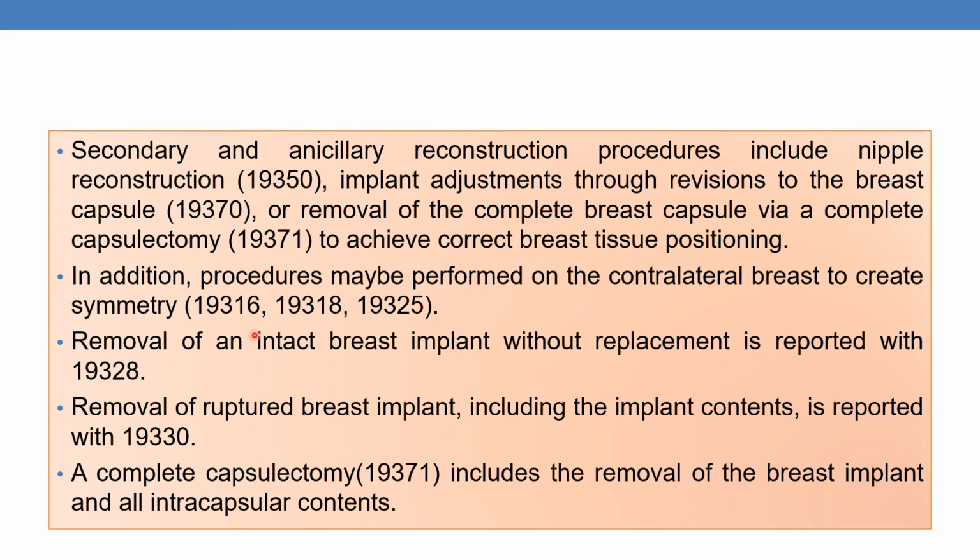Removal of an intact breast implant without replacement is reported with 19328. And removal of a ruptured breast implant, including the implant contents, is reported with 19330. A complete capsulectomy, which is given by 19371, includes the removal of the breast implant and all intracapsular contents.